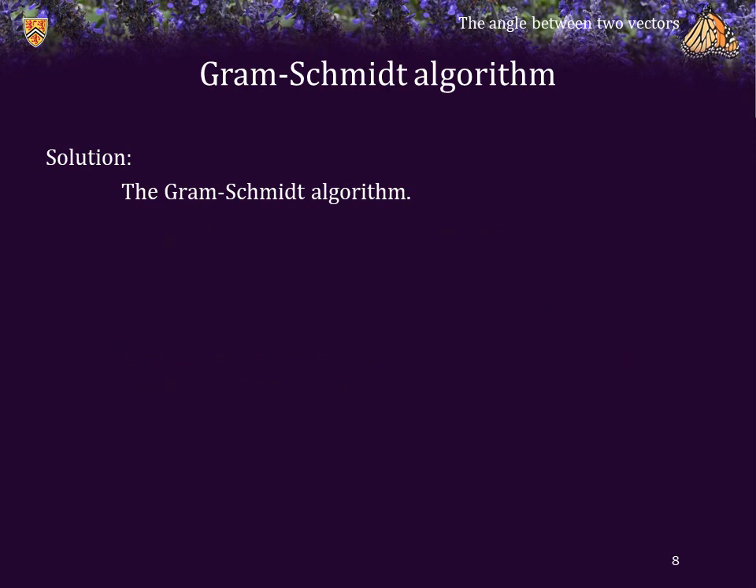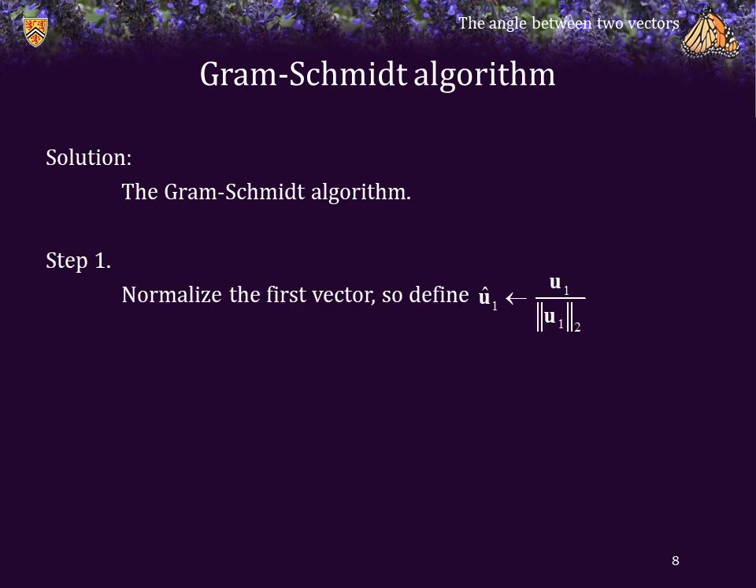Okay, let's go through the Gram-Schmidt algorithm. Step 1, normalize the first vector. That is, define u1 cap to be u1 over its 2 norm. So therefore we have normalized u1.